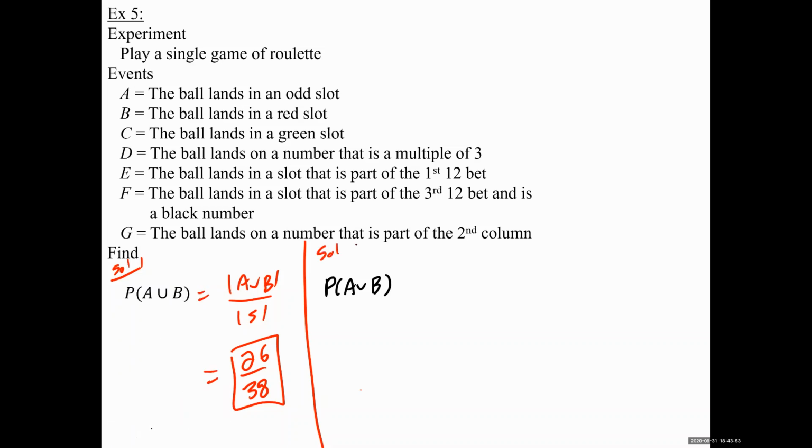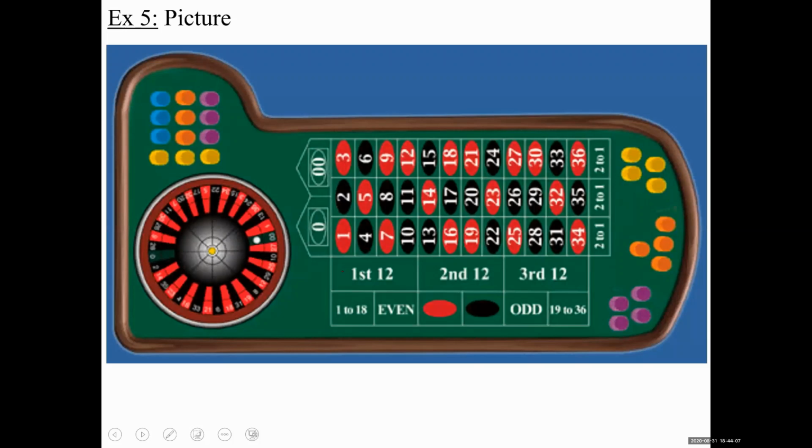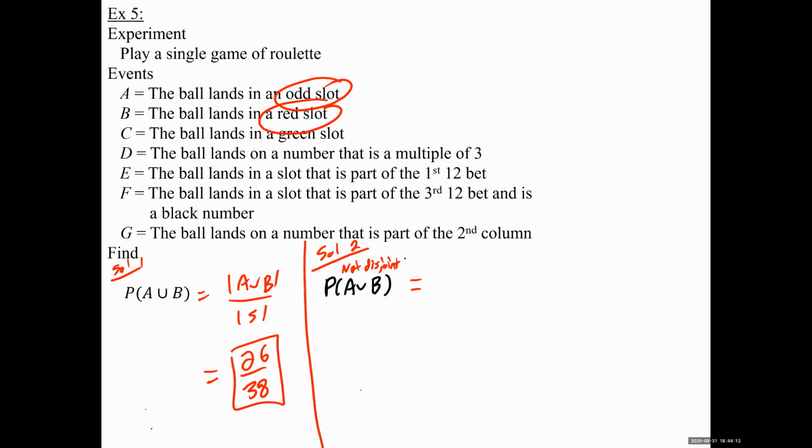The way to see if they're disjoint, you first ask yourself, is there something in both? Is there a slot that's odd and also red? Yeah. Like 1 is odd and also red, so there is something in both. So if the answer is yes, there's something in both, then the answer is that they're not disjoint. So yes to something in both, then no to disjoint. Okay, so they're not disjoint.